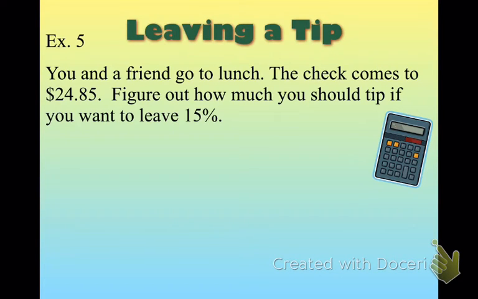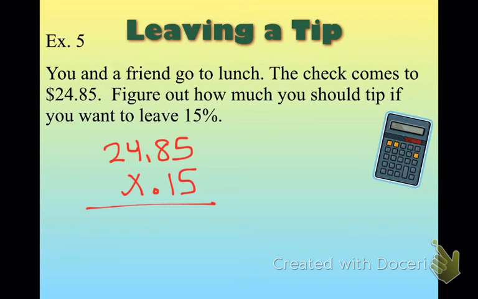Here we're not looking for a total. All we want is just the tip amount, and that's just the percent of 24.85. That is 15% of that. So all we need to do is multiply for this one. We don't have to do any adding back. So here we have 24.85 times 0.15.